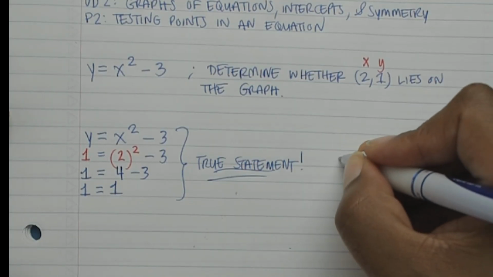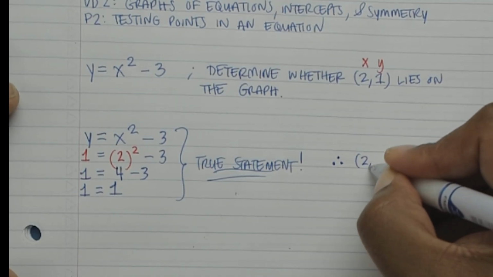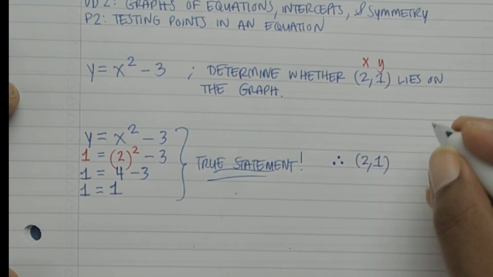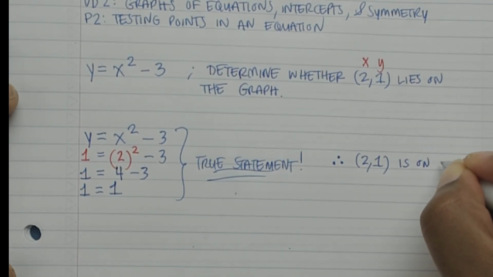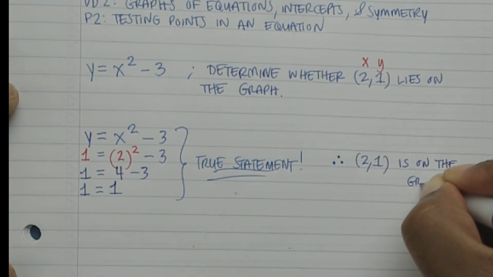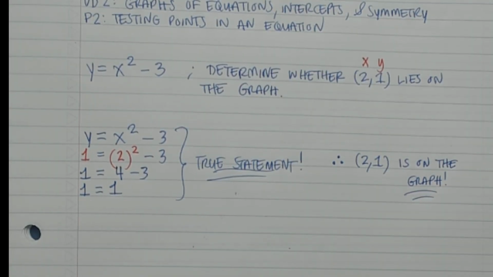Therefore, or thus, (2, 1) is on the graph. Okay, that's how we have to understand that.